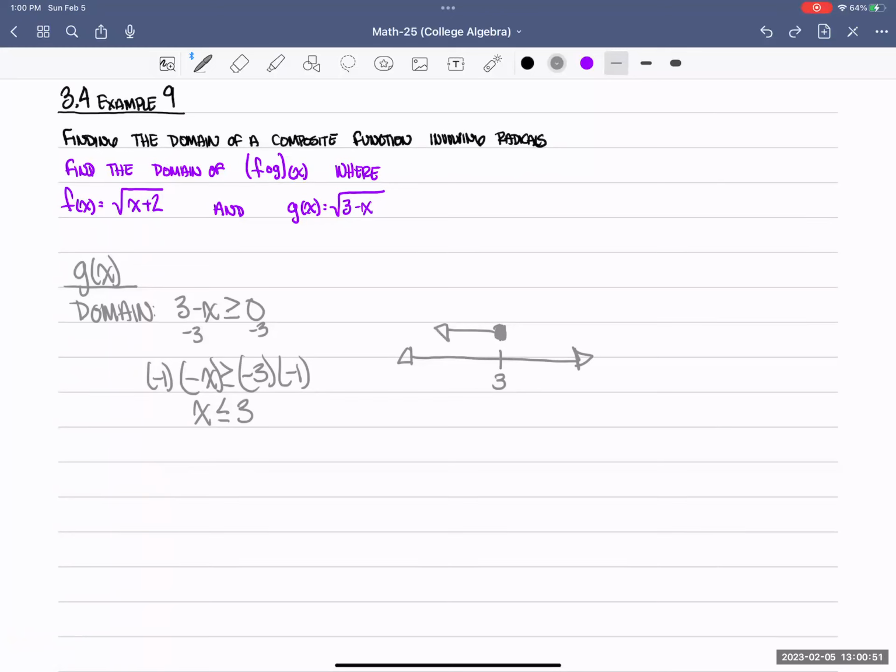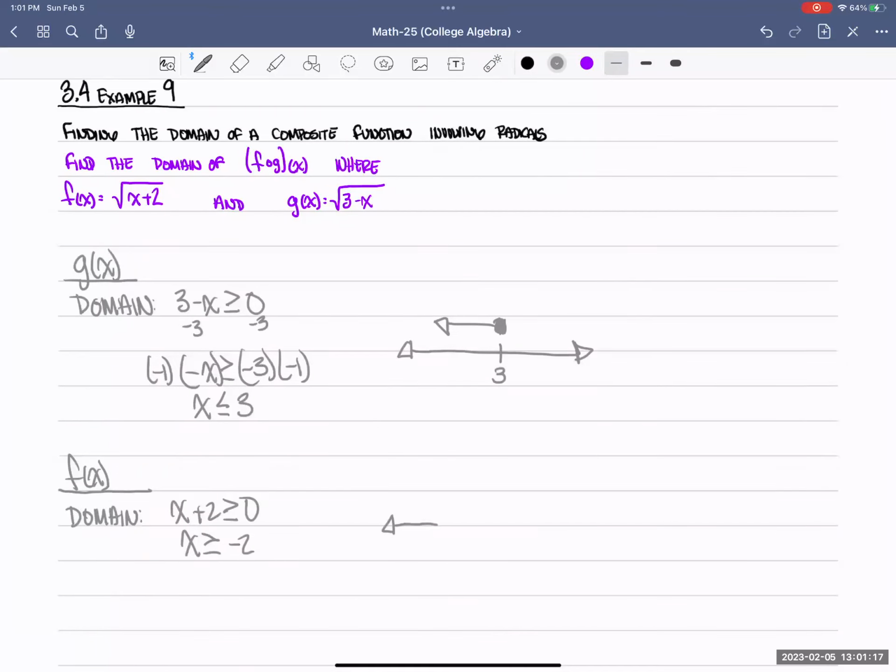So now for f of x, the domain is going to be numbers that are positive inside of this square root. So x plus 2 has to be greater than or equal to 0. So here x has to be greater than or equal to negative 2. So for these values, we're looking at negative 2 and all numbers greater than that.